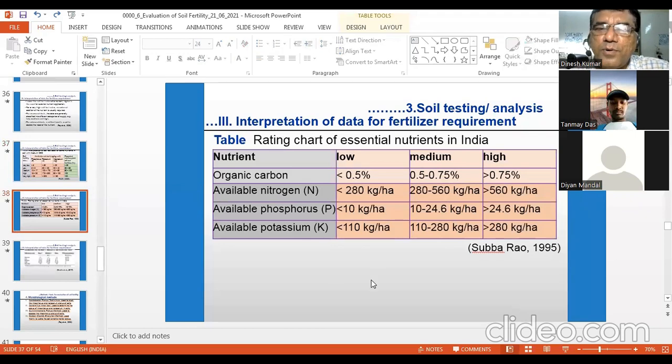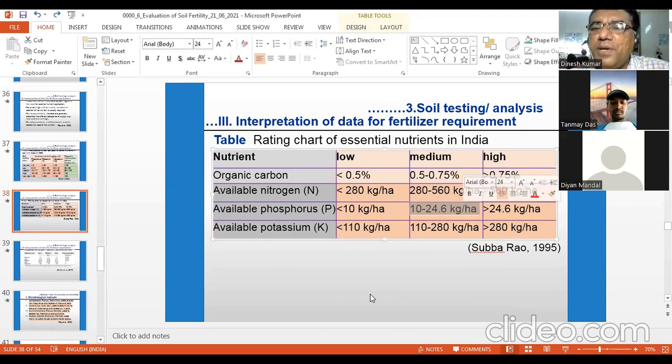Another is that suppose you analyze phosphorus and your phosphorus was 13 kg P per hectare. So you can interpret that it is in the medium range. It is in the medium range. So likewise, you can interpret your results.